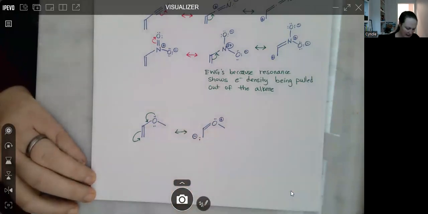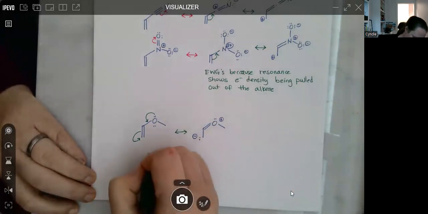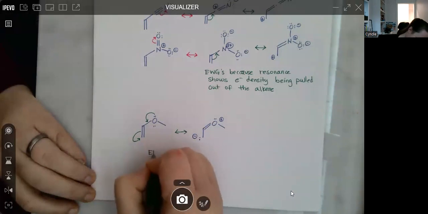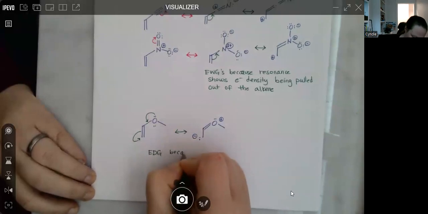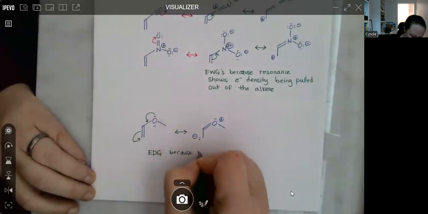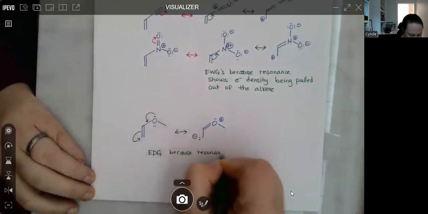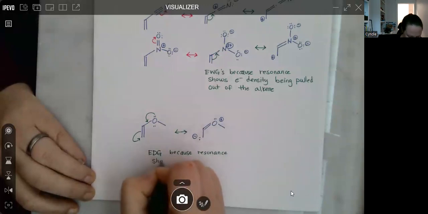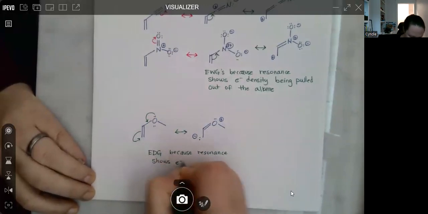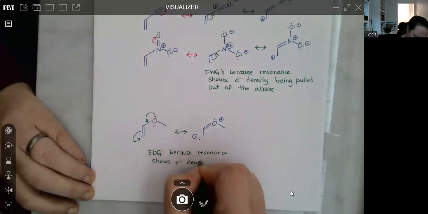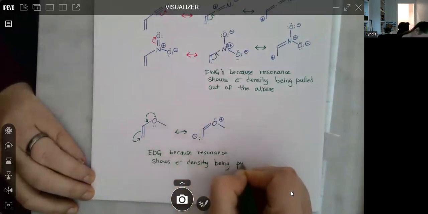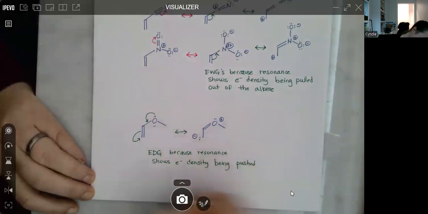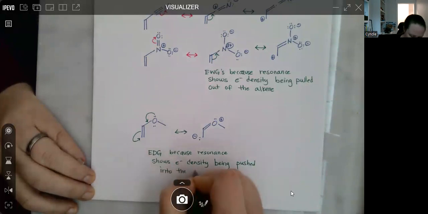So we'll say that this is an electron donating group, right? Because resonance shows electron density being pushed into the alkene.